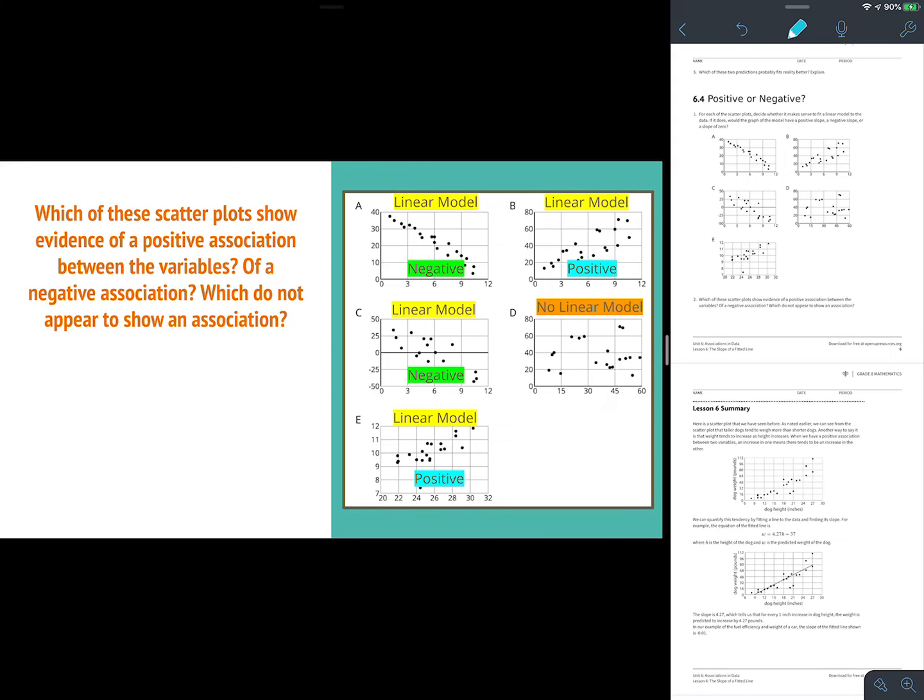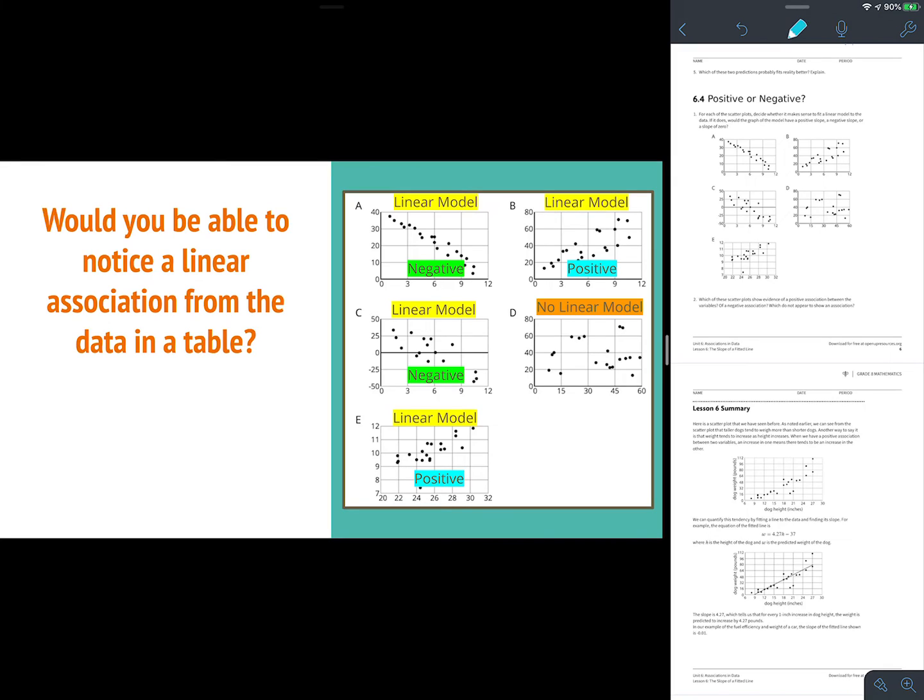Which of these scatter plots show evidence of a positive association between variables, and of a negative association, and which do not appear to show an association? So we've already said B and E have the positive, A and C have the negative, and then D has no apparent association. Would you be able to notice a linear association from the data in a table? It might be possible by finding the slope between each pair of points and then seeing if they are close, but it would be very difficult, so using a scatter plot is much easier.